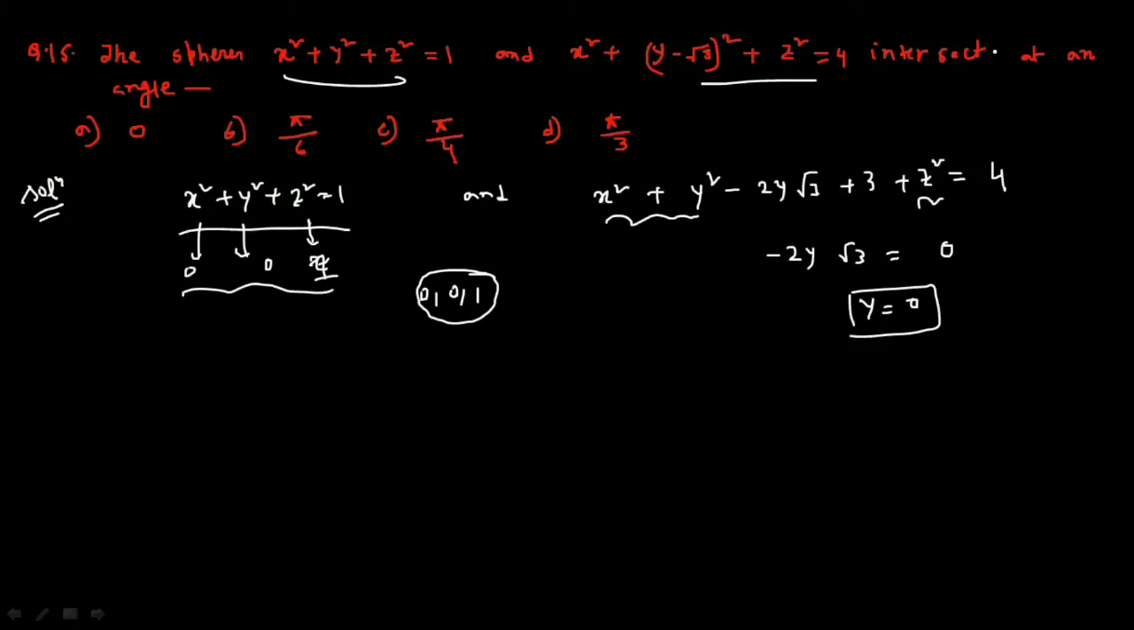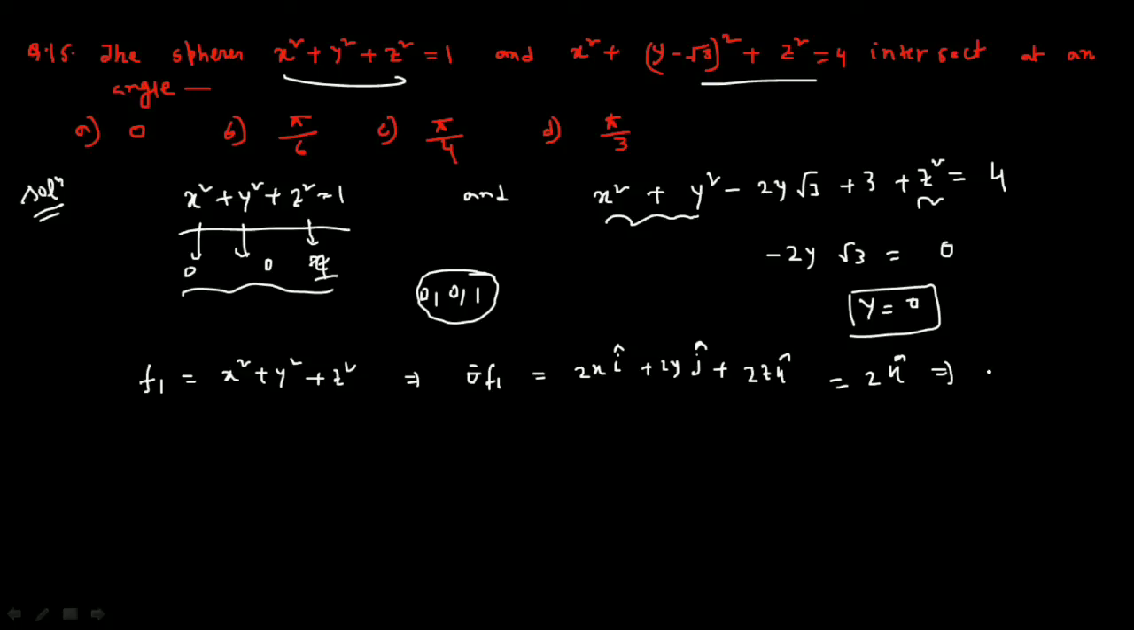Okay, so how can you find the unit normal vector for this surface? You have to find the gradient of f at this point. So let me suppose this is f1. So f1 is equal to nothing but x square plus y square plus z square, which implies that the gradient of f1 is equal to 2x i cap plus 2y j cap plus 2z k cap. Now if you put 0 comma 0 comma 1, it will be just 2 k cap. So the unit vector n1 cap will be just k cap.